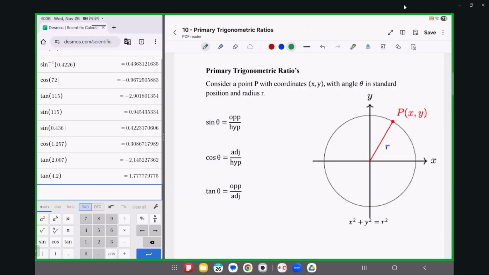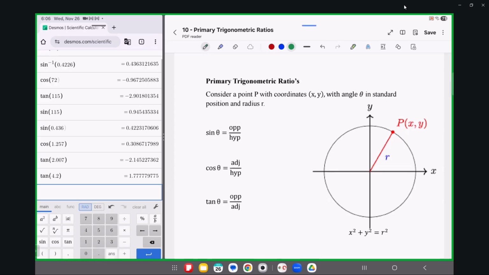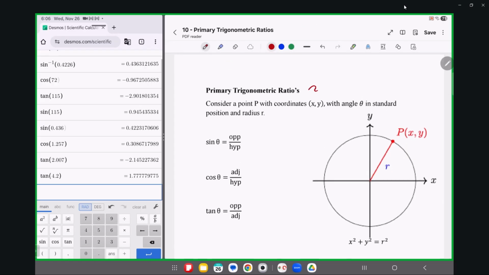This is what people think of when they think of PTRs. So that's going to be our short form for this. We save 1 second on saying it. We think of SOH CAH TOA.